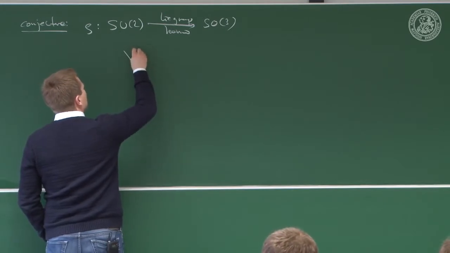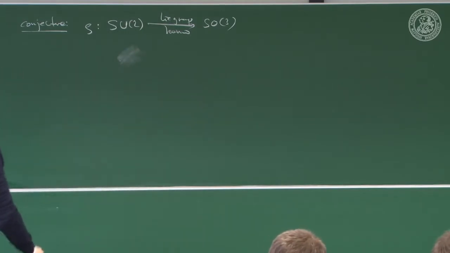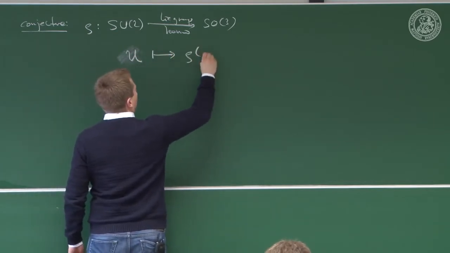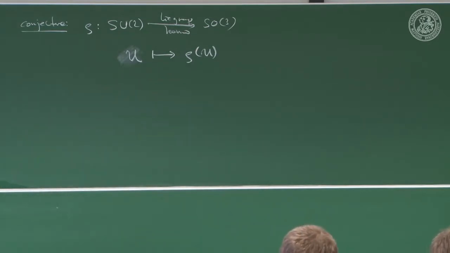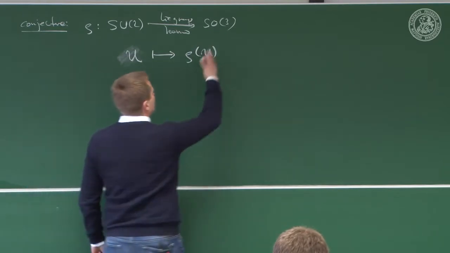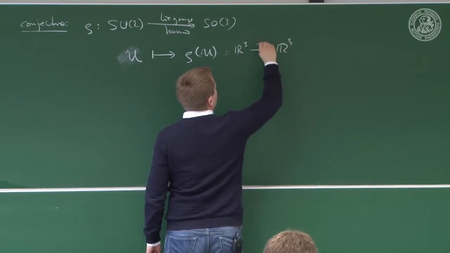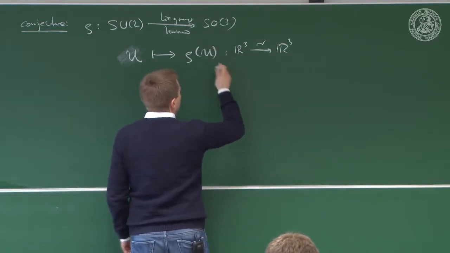So I need to take a matrix in SU2. Right. So I need to take a matrix U in SU2, and I map it to a matrix rho of U in SO3. And now I need to tell you how this map rho of U looks like. So if it lies in SO3 and should lie in the defining representation of SO3, it needs to be a linear map from R3 to R3. Now this map I define. So I define this image as a map because the image is a map.